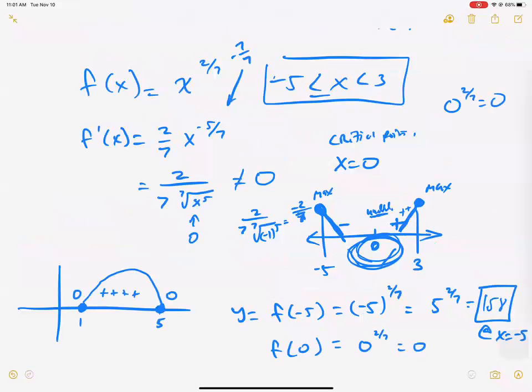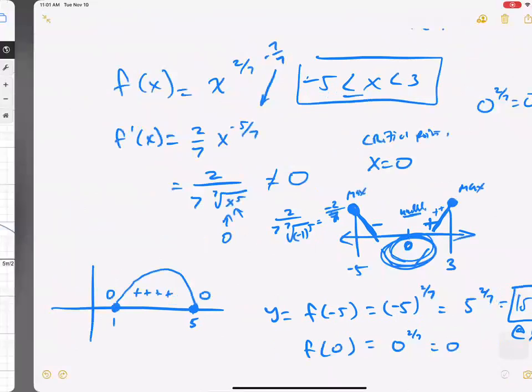So the critical points are where the derivative equals 0, or does not exist. In this case, we couldn't divide by 0. That's why 0 was another critical point. So 0 is our only critical point? Yes, because I couldn't make the whole function equal 0. 2 divided by 7 will never become 0.